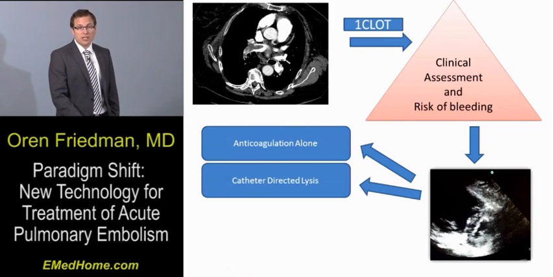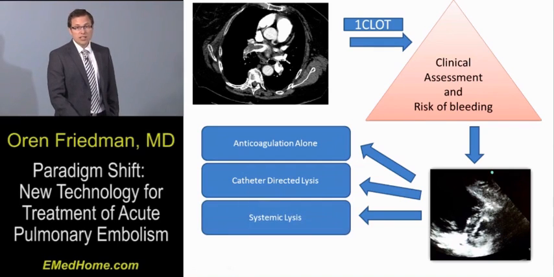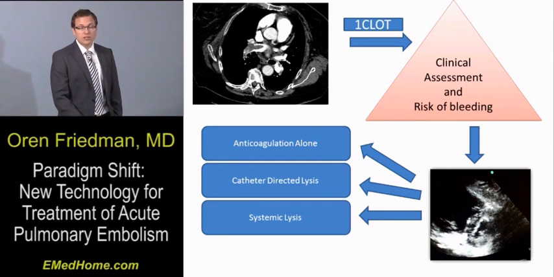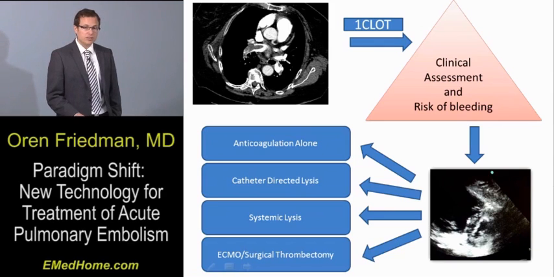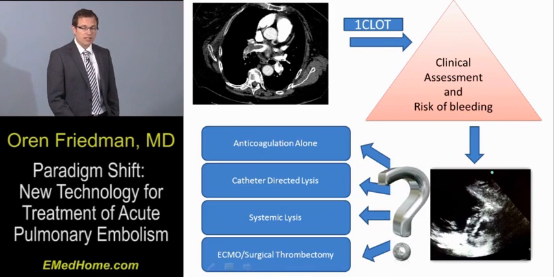Perhaps we decide that this is best served by catheter-directed lysis. Maybe we decide that this patient looks so poor and looks so unstable that we proceed to systemic thrombolysis. And in some situations, we may decide on surgical thrombectomy or ECMO as a bridge to surgical thrombectomy or as a bridge to catheter-directed lysis. In making this decision right here, this is the crux of the matter.